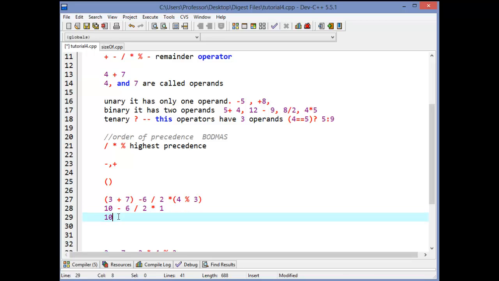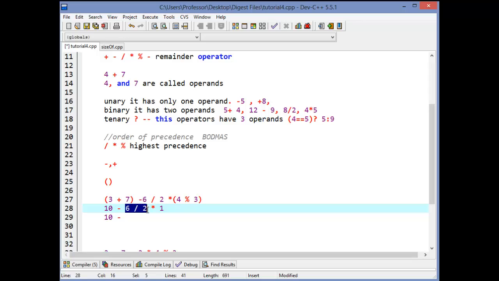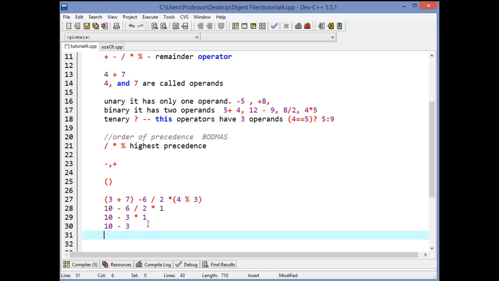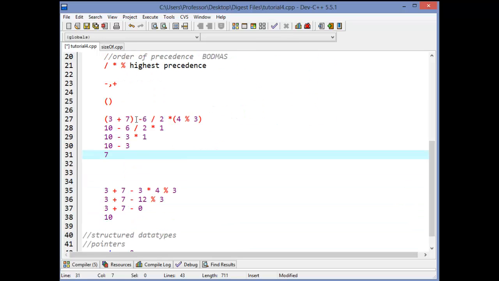So here the 10 will not be touched, but there is a division here. So we have 6 divided by 2, which is 3. Then we have times 1. Is that okay? Still there is multiplication here, and it is higher than minus. So we have 10 minus, now 3 times 1 will give us 3. Then finally we have 10 minus 3, which is 7. So you see, when parentheses were introduced, we had 7. Without parentheses, we had 10.